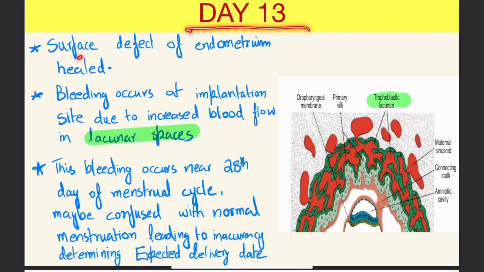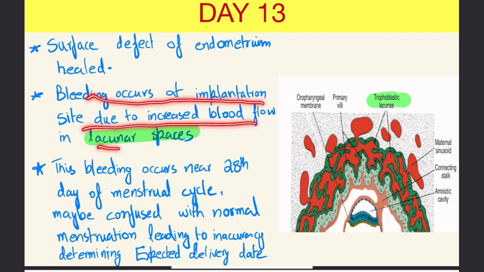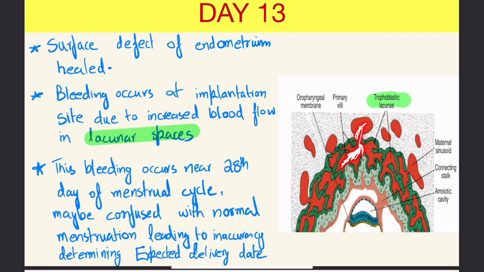Next, at day 13, the surface defect of the endometrium is completely healed. Bleeding occurs at the implantation site due to increased blood flow in the lacunar spaces. So here is the increased blood flow from maternal sinusoids to the syncytial lacunar spaces. This bleeding occurs near the 28th day of the menstrual cycle and may be confused with normal menstruation, leading to inaccuracy in determining the expected date of delivery.